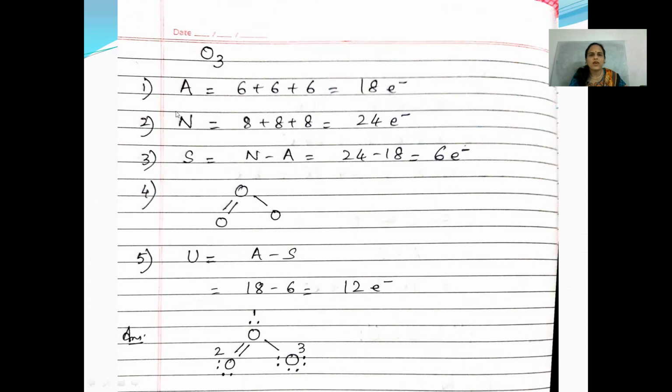Firstly, we'll calculate the value of A, that is the total valence electrons present in this molecule. 6 valence electrons are present on an oxygen atom, 3 oxygen atoms are present, so 6 into 3, 18 electrons. The value of A comes to be 18. Then you will calculate N, that is each atom will complete its octet. So 8 into 3 oxygen atoms equals 24 electrons. Then you will calculate the value of S. S is equal to N minus A, which is 24 minus 18, that gives you the value 6 electrons.